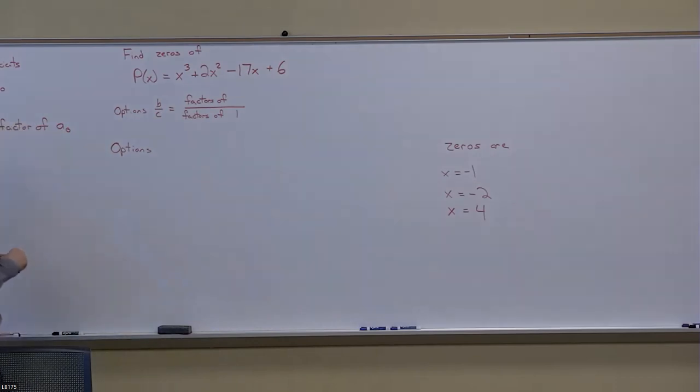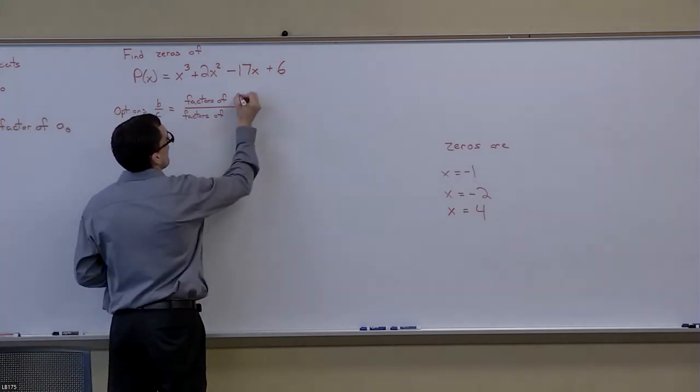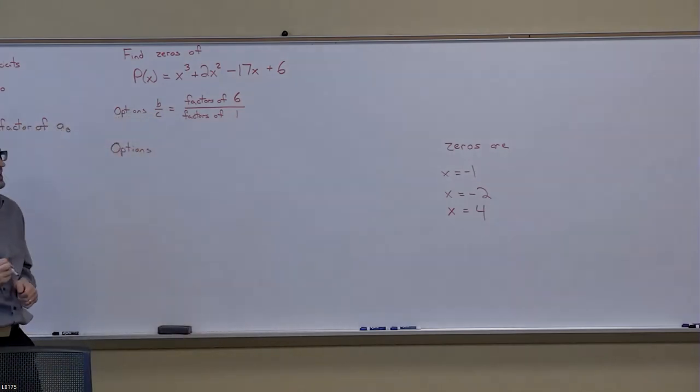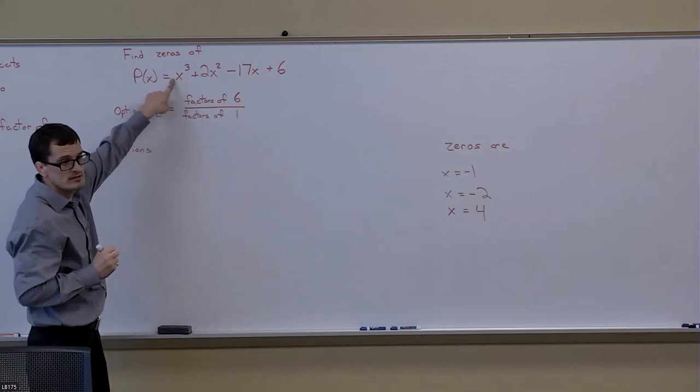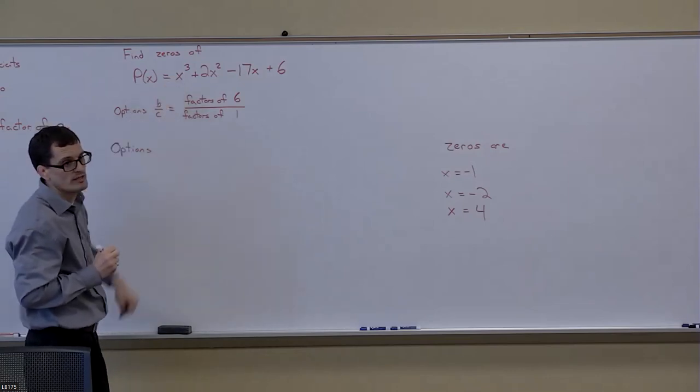which says all of the options for rational zeros are going to look like b over c, where b is a factor of my constant term. In this case, the constant term is 6. And c is a factor of my leading coefficient, which is 1.